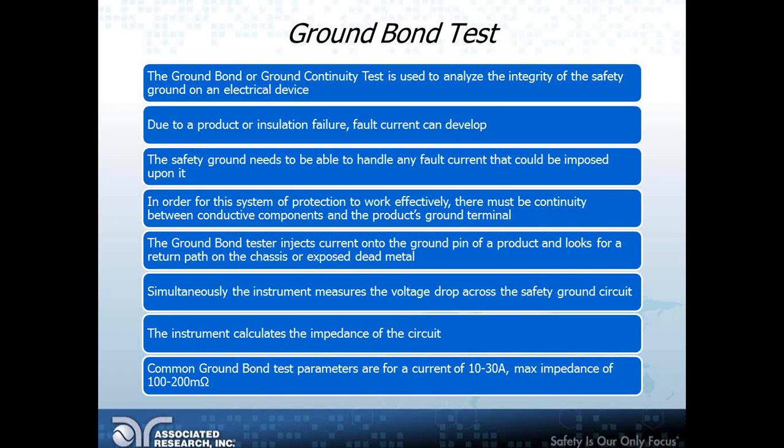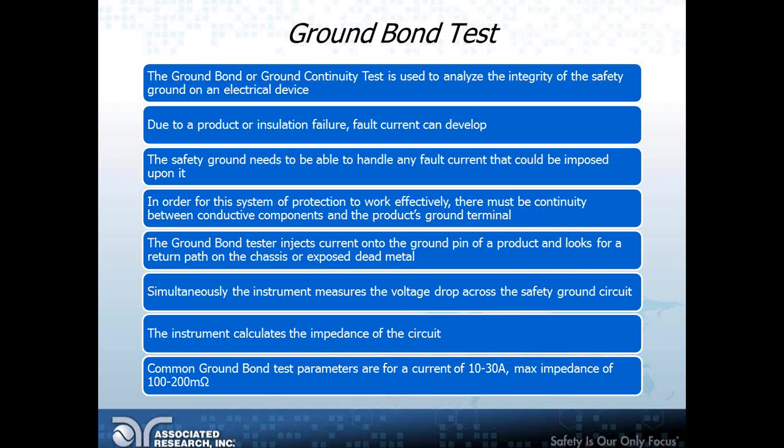The ground bond tester, the way this test works is, again, a review of what we've already gone over in the last webinar. The way a ground bond test works is that the tester injects a current into the ground pin of a product, and then it looks for a return path on the chassis or the exposed dead metal.